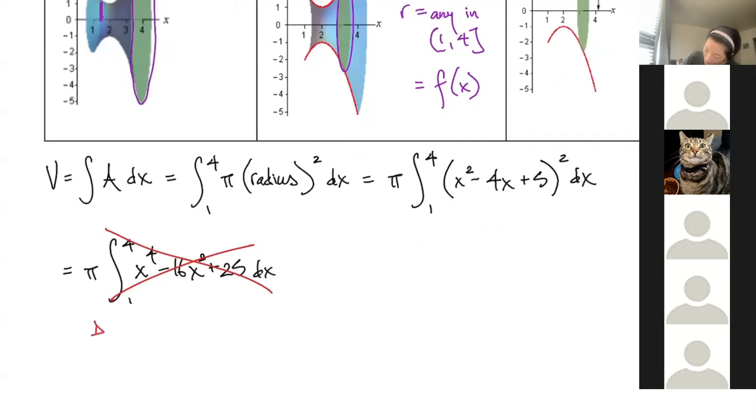This one, the mistake is did not distribute. Right, you didn't FOIL out, you just squared every single term and said, I'm just gonna call it a day. All right, so we don't want that mistake.